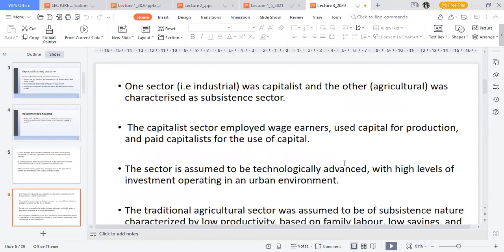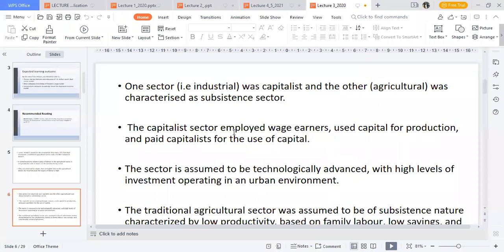Okay, let's go to another assumption. One sector is the industrial sector, which is capitalized. Capitalized means that it is controlled by what? Private individuals. And the other sector is characterized as what? Subsistence sector, the agricultural sector. So we assume the University of Ghana is a capitalized sector. The other one is what? Is agricultural sector, which is the UPSA.